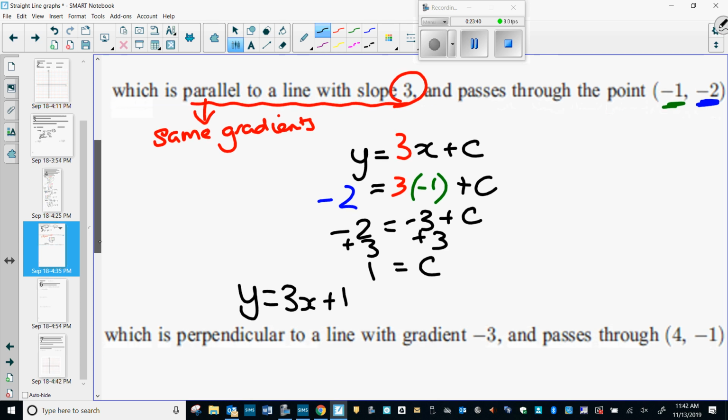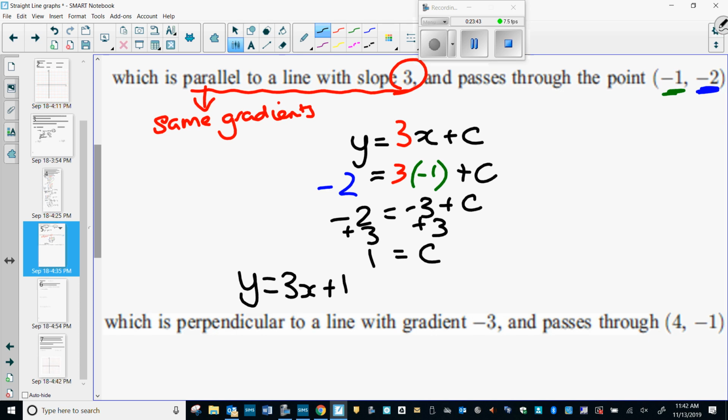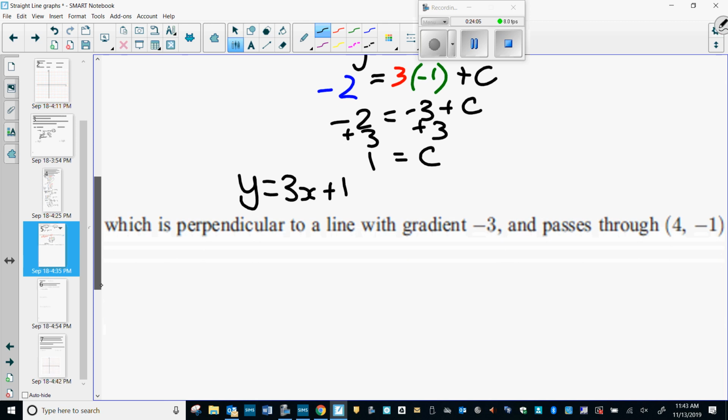Wait, what would parallel have to do with it? Because it's parallel, that told us what the gradient was. So for any question, you need to ask yourself, can I work out the gradient? And then, do I have information to find the y-intercept? So if it wasn't parallel, it wouldn't be the gradient? No. For the next one, we have to think a bit harder here.